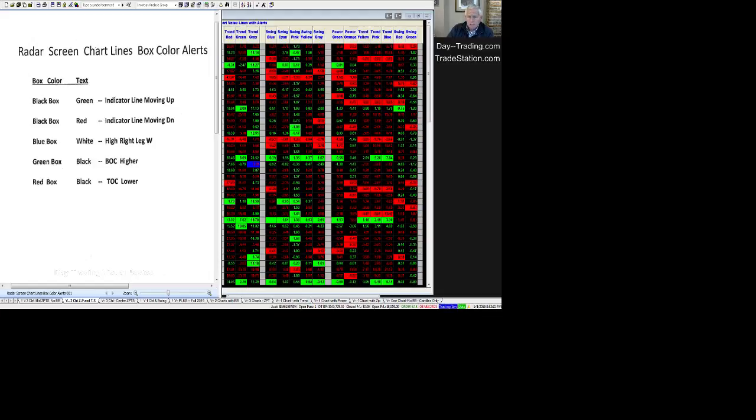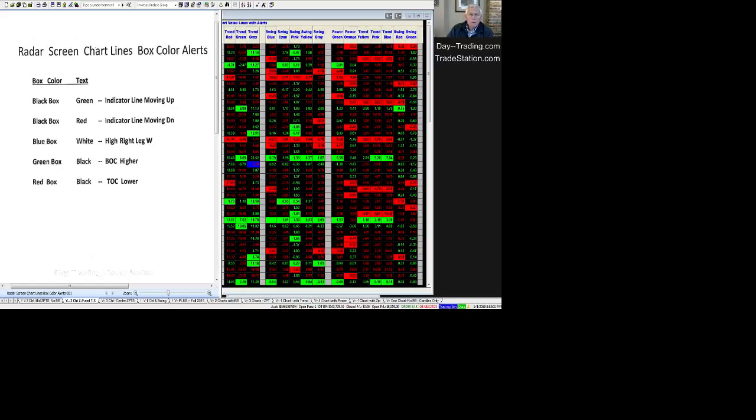The text color inside the box is either red or green, meaning that the line is either moving up or moving down. It's a black box with colored numbers in it. The blue boxes that you see with white text are high right leg W patterns. And the green box with black text in it is a bottom of cycle higher line, and the red box with black text in it is a top of cycle lower line.